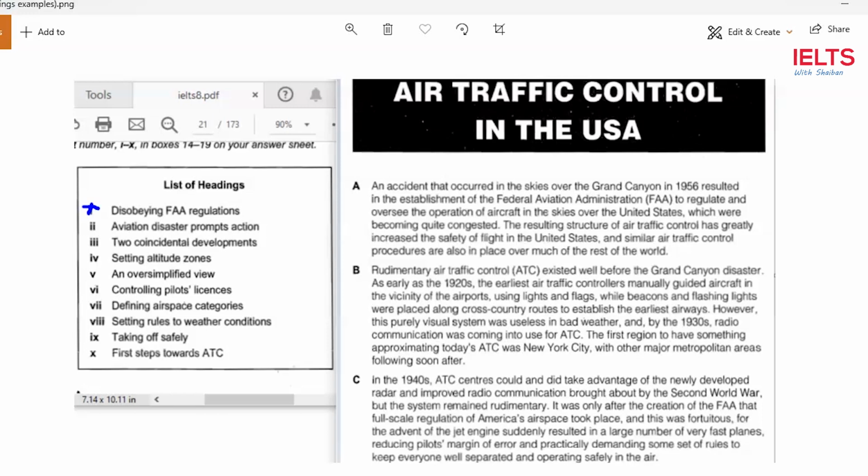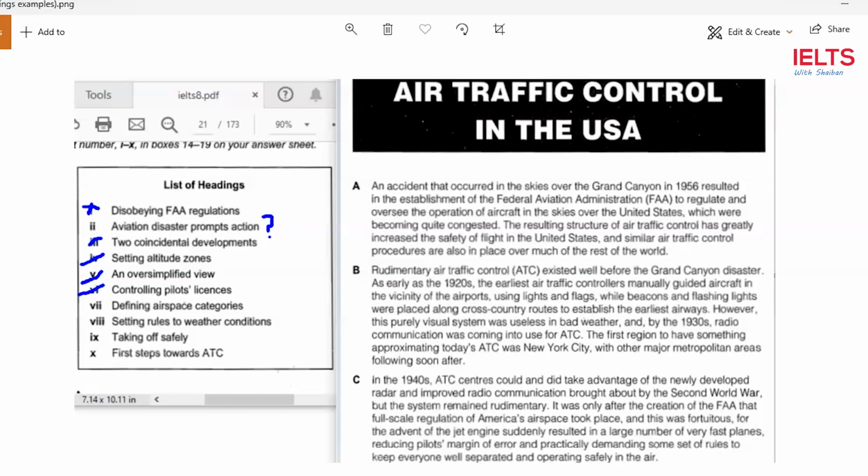Aviation disaster prompts action. Let's say maybe. Maybe means there is an option to have it. Then let's go to number 3. 2, coincidental developments, nothing about developments. Setting altitude zones, nothing about zones or altitudes. An oversimplified view, nothing about simplification or views. Controlling pilots' licenses, and nothing about licenses or pilots.